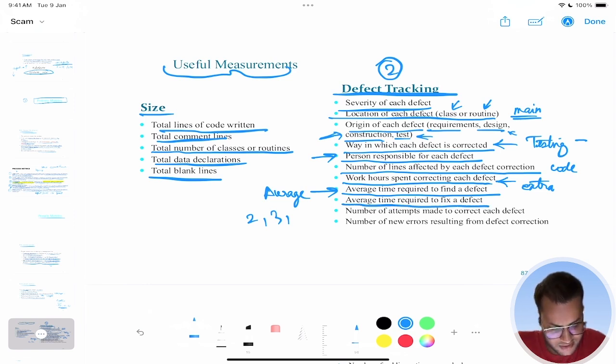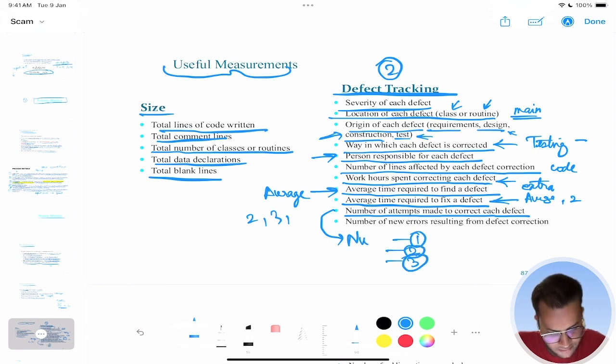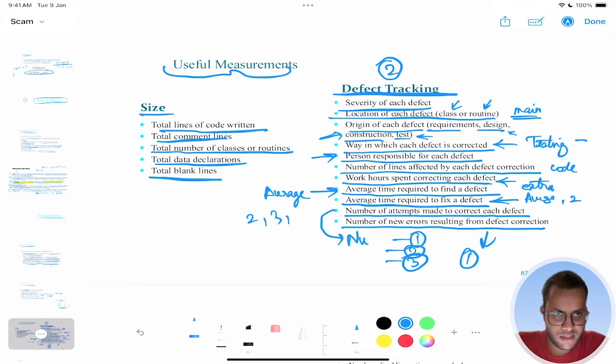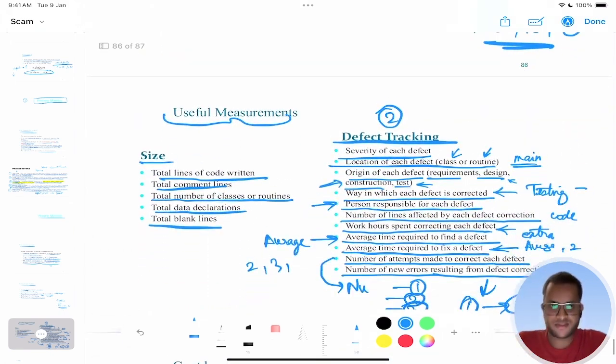Average time required to fix a defect. It is the average amount of time required to fix a defect, and the lower it is, the better for the software. Number of attempts made to correct each defect. It is the number of attempts, like the defect is corrected in the first attempt, or it takes 2 attempts, or 3 attempts. Number of new errors resulting from defect correction. If one defect is corrected, then another defect can also arise from it. So it measures the number of defects that arise from correcting this defect. So that's all. Thank you.